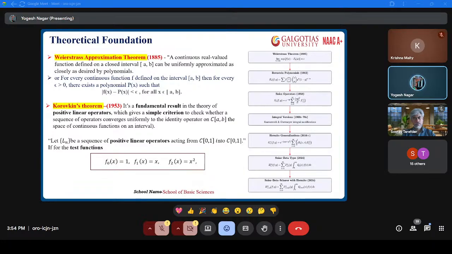The development of approximation theory can be viewed as a sequence of elegant milestones. Weierstrass initiated the field with uniform approximation. Bernstein followed with a constructive probabilistic viewpoint. Szász extended approximation to infinite intervals through exponential weights. Modern researchers enrich these ideas further through beta-type kernels, Durrmeyer modifications, and Hermite extensions. Together, these stages trace the evolution of classical theory into a rich contemporary landscape. Theoretical foundation.